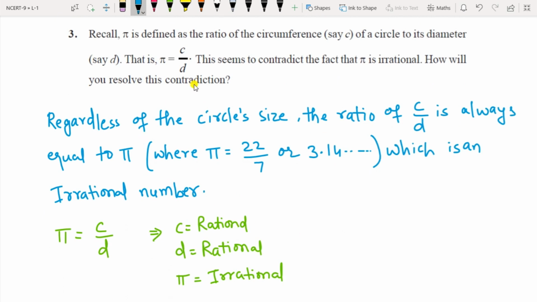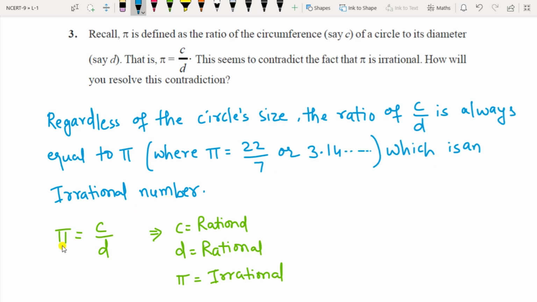They are saying that pi is an irrational number. Then also c upon d we are doing it, though c and d are rational numbers. So we know that regardless of the circle size, the ratio of c upon d is always constant, that is equal to pi. The value of pi we write as 22/7 or 3.14, and it goes up to infinity. We have seen in the earlier videos that it is an irrational number.